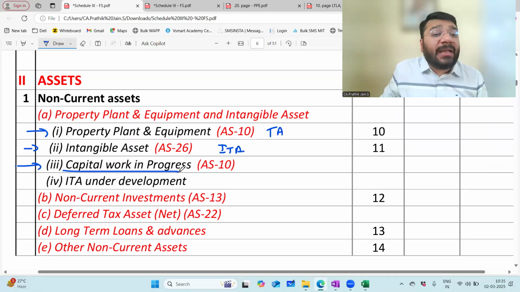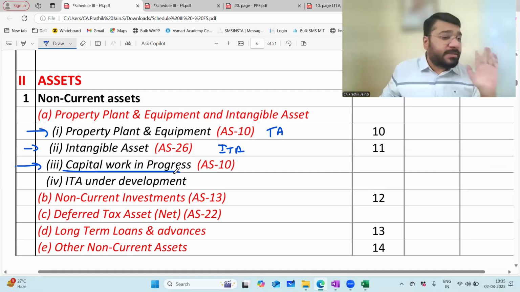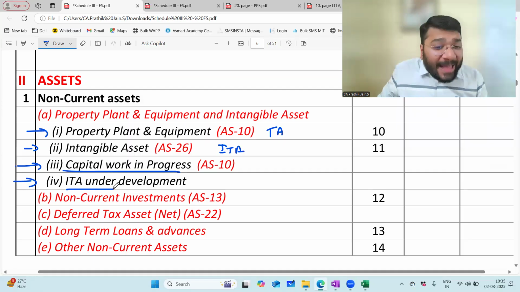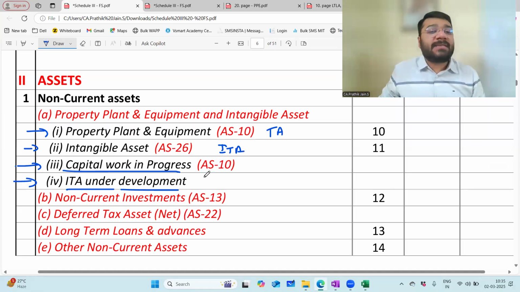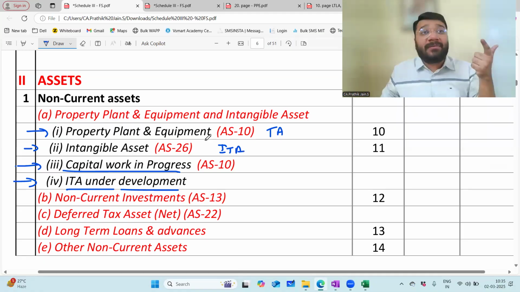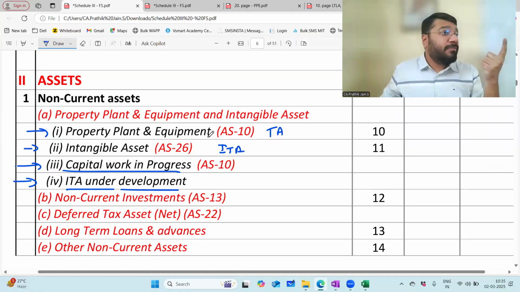Third is capital work in progress. Capital work in progress. What is it? We'll discuss. Fourth one is intangible assets under development. Intangible assets under development. So now, property, plant, equipment, the accounting of that will be discussed in Accounting Standard 10. What are we only learning here? The format and the presentation.